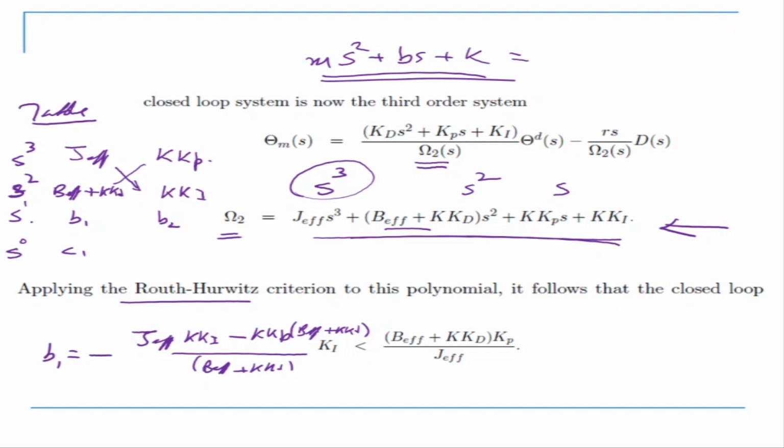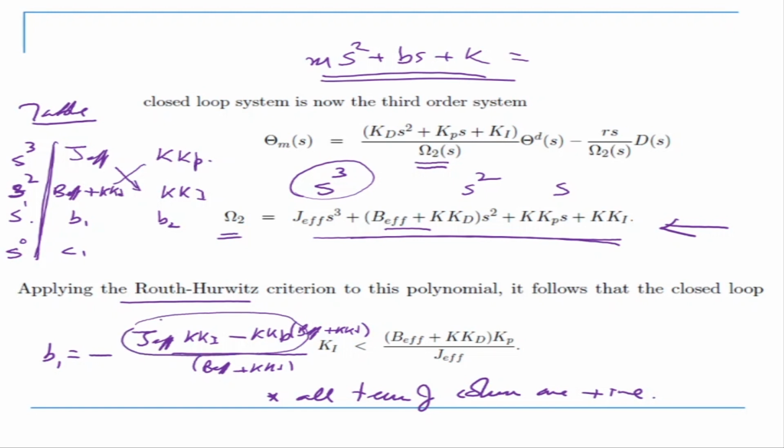Now after we make the Routh table, we need to ensure that all terms of the first column are positive. That means all terms here have to be positive. If you do that, we see that there is a J effective K Ki minus this term that I just wrote down here. Now for this to be positive, you have to ensure that Ki is less than B effective plus K Kd into Kp divided by J effective.